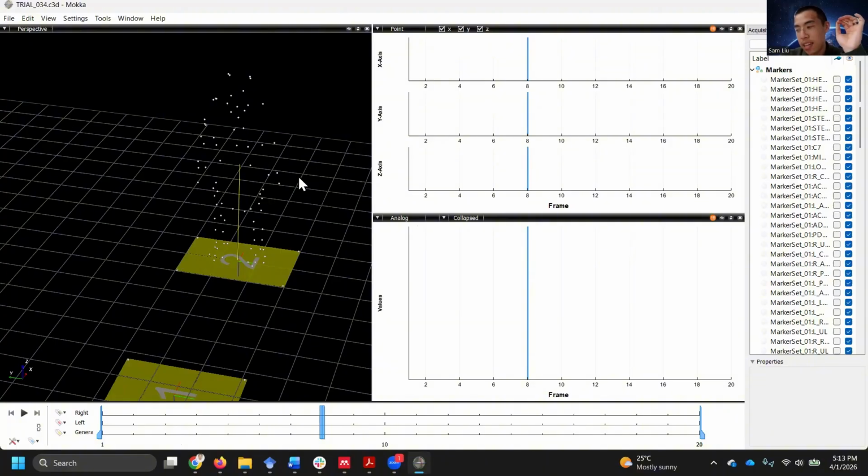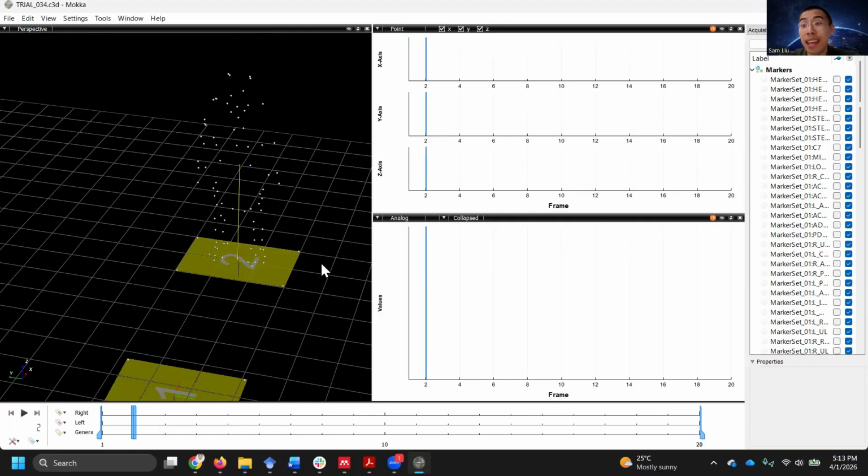Let me go back. The most important thing as a biomechanist is that you're approaching each movement rigorously and trying to understand the mechanical principles that govern how and why people move the way they move. So this is actually not a pitching trial.